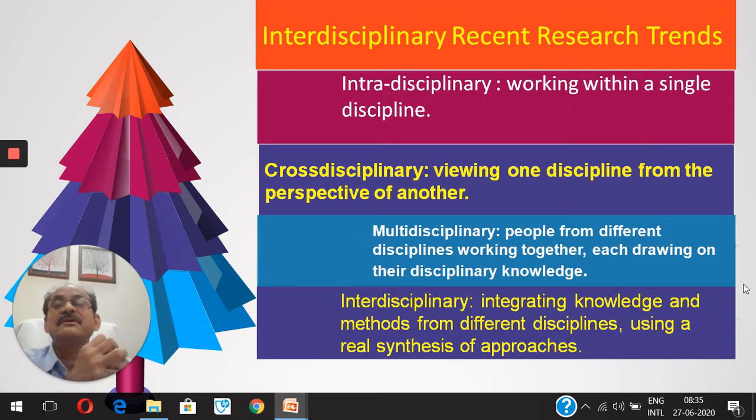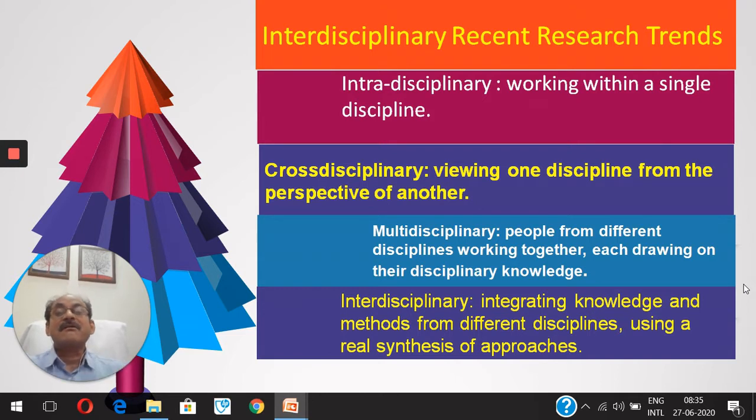For example, intradisciplinary. This is a very simple definition. Intradisciplinary means working within a single discipline. So if you work within a single discipline, then it is intradisciplinary. I will put some examples in my next slide, then you can easily understand what interdisciplinary is.